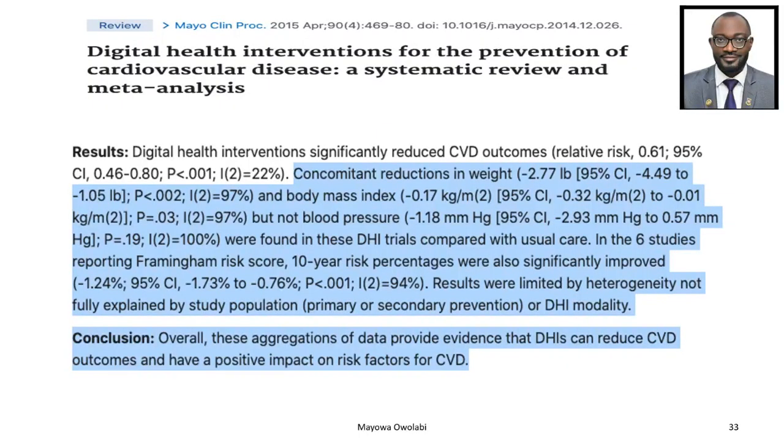So a systematic review found that concomitant reductions in weight and body mass index have been found, and of course reduction in Framingham risk score has been found in those who use digital tools.